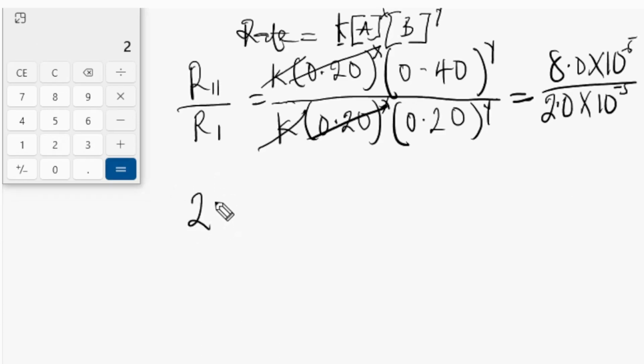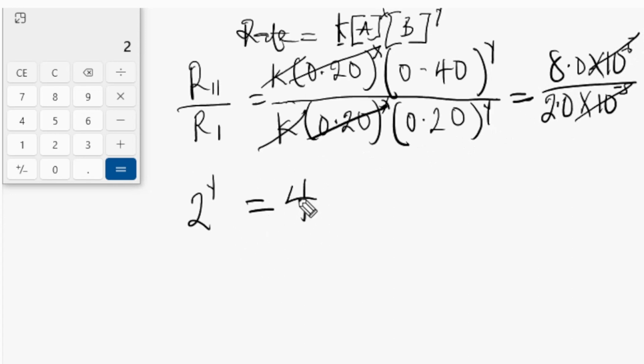So for this quotient, you're going to have 2 to the power of y. So we are going to say this is equal to this. So when we divide 8 by 2, we are going to have 4. So 10 to the power of negative 5 will cancel out. So 8 over 2 will be 4.